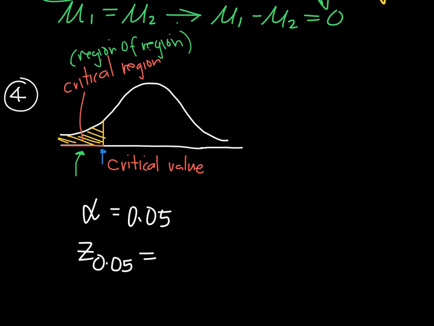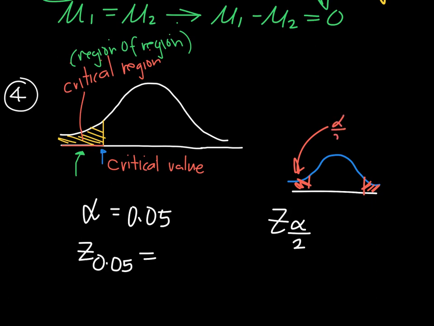Take note that some examples will require you to take the half of the alpha, but this is only the case when the test is two-tailed. That means half of the alpha will be here, that's alpha over 2, and another alpha over 2 will be on the other side. But since this is a one-tailed test, all the alpha is concentrated on this side.